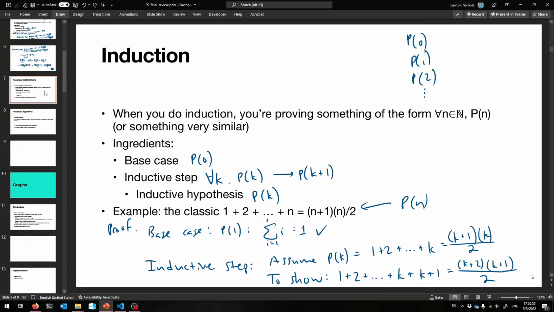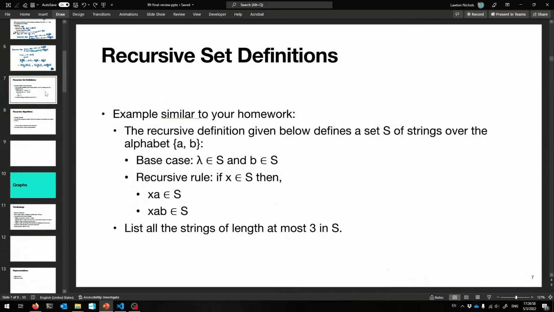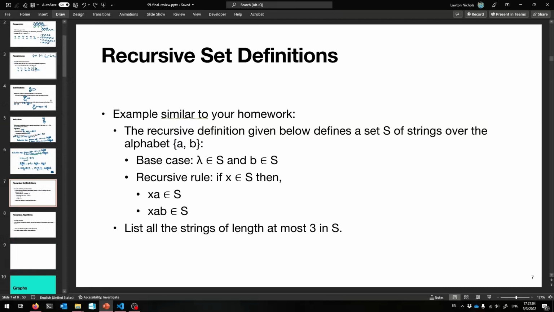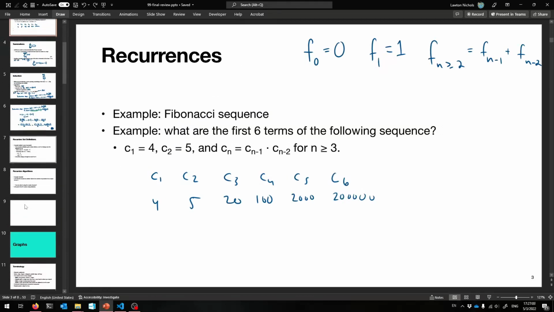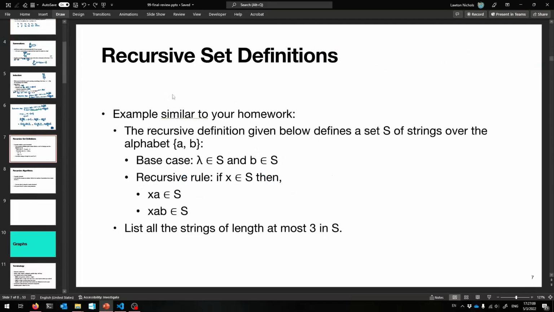Let's keep on trucking now with recursive set definitions, because you can define not just sequences in an inductive way, in a recurrence-based way, a recursive way, these all have similar roots. You can define entire sets with recursive rules. So here's an example similar to something in your homework. Let's say we're defining a set called S, a set of strings over the alphabet A, B. So all the words that we put in our set only have the letters A and B in them. Potentially the empty string is included as well.